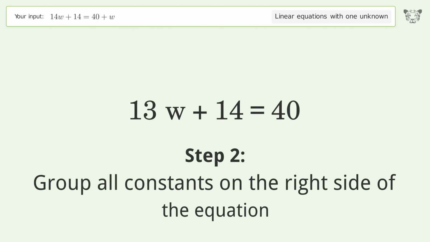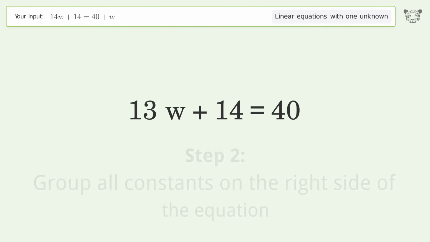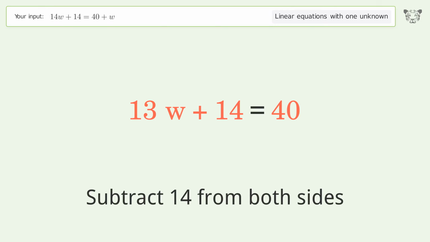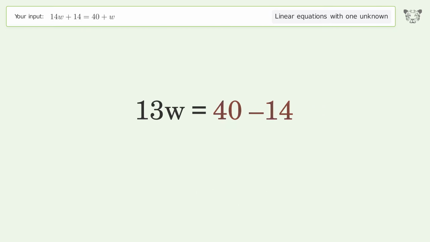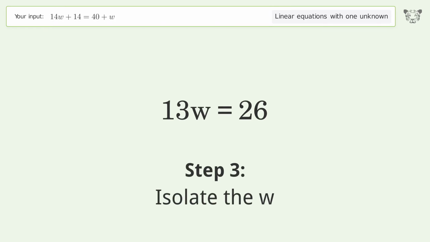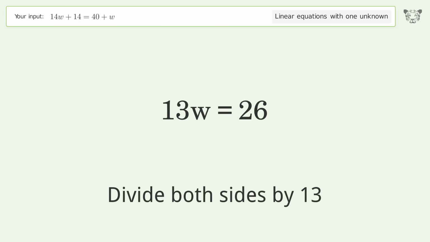Group all constants on the right side of the equation. Subtract 14 from both sides. Simplify the arithmetic. Isolate the w. Divide both sides by 13.